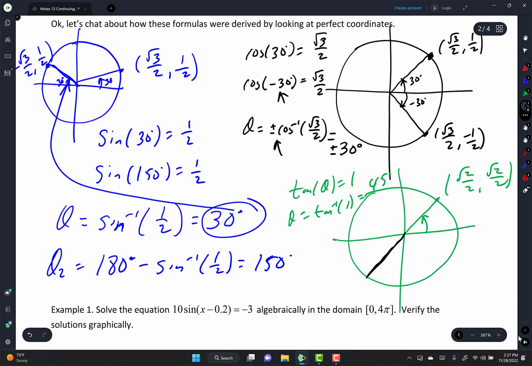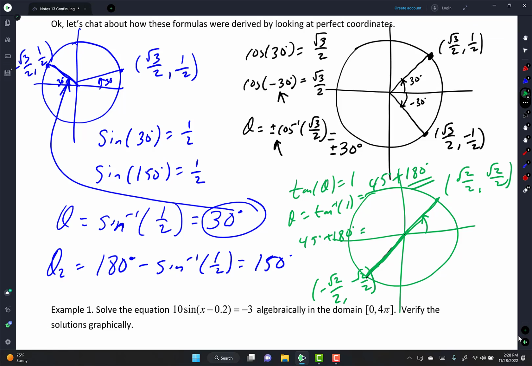go in quadrant 3 here, negative square root of 2 over 2, negative square root of 2 over 2. That is also 1, right? Negative divided by negative is a positive. But that's not a big deal. This is a linear pair, so I can just add 180 to it. So 45 plus 180, what's that? 225. And sure enough, tan of 225 is 1.